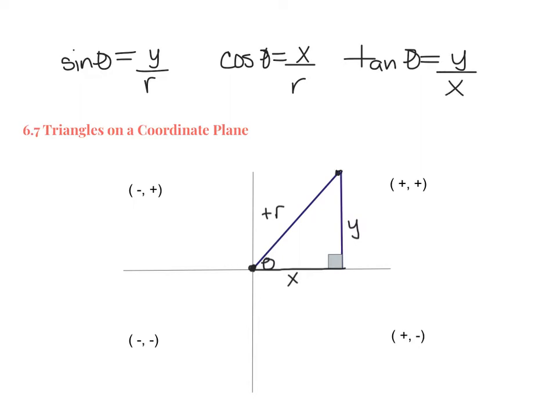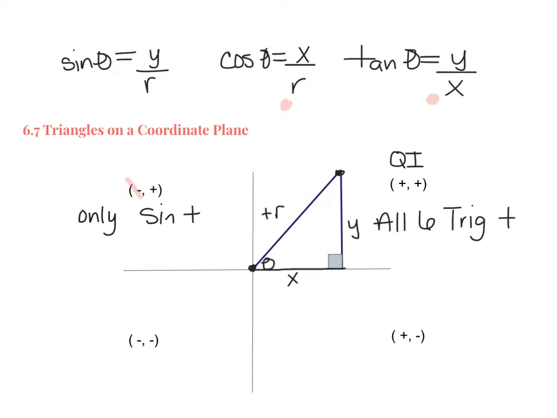So when we're looking at those three ratios or their reciprocal ratios, because all of our values in quadrant 1 have a positive x and a positive y, all 6 trig ratios will be positive in quadrant 1. When we move into quadrant 2, because we have a negative x, all of our ratios that use x will also be negative, meaning that only sine and its reciprocal are positive in quadrant 2.